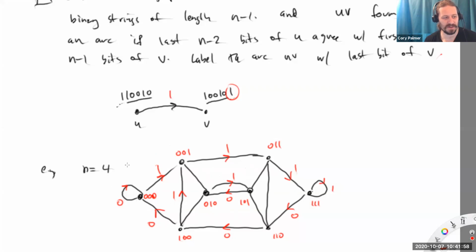But we don't actually have to construct this. The definition is clear, right? Take all the 0, 1 strings, add an arc if it satisfies that specific property, or don't add an arc. The orientation is clear as well, and label it 1 or 0 depending on the last bit. So it does produce it. That's just what this one looks like.